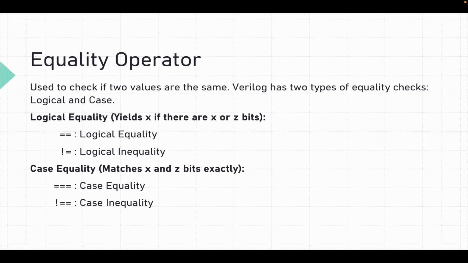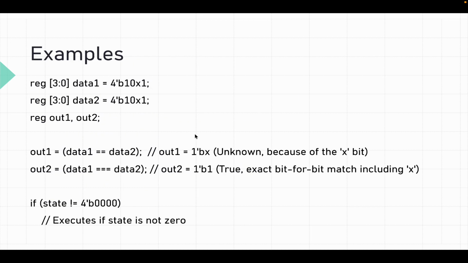Equality operator. This is used for checking logical equality. It yields an x if there are x or z bits, and the same goes with case equality. So if you compare 4'b10x1 to 4'b10x1 using the logical equality operator, the result is going to be x. We'll see it in an example.